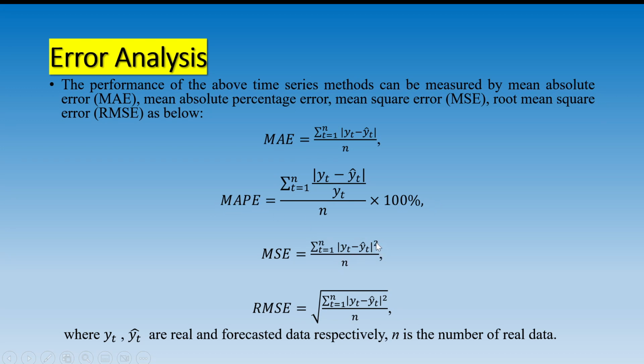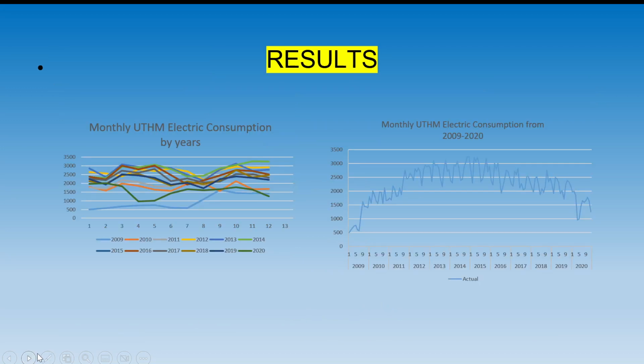When you square the absolute error, you get the squared error. You sum it, divide by the number of data, and you get the mean squared error. Then when you take the square root of the MSE, you get the root mean squared error. These are the results, I mean the yearly plot. This is, for example, the 2009 electricity consumption up to 2020. This is a collection of monthly data in a time series plot.